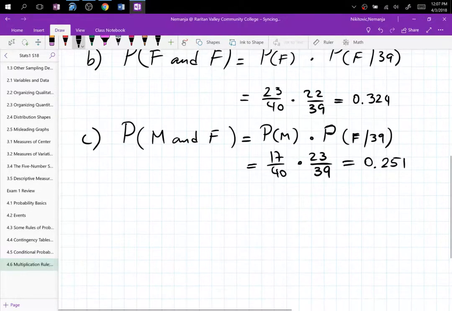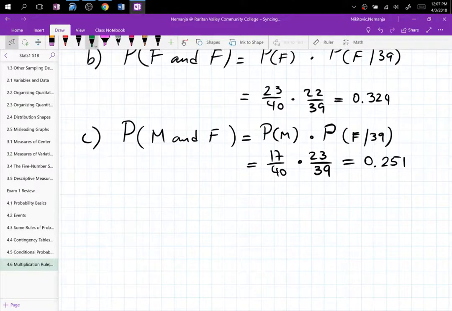Now let's take a look at a tree diagram for this. Waited a whole semester to use green. It's appropriate now for the tree diagram.